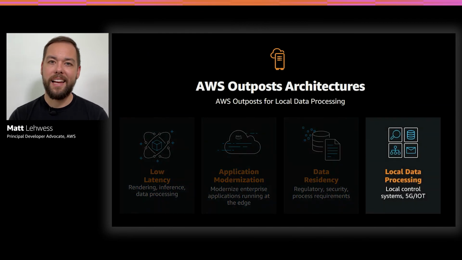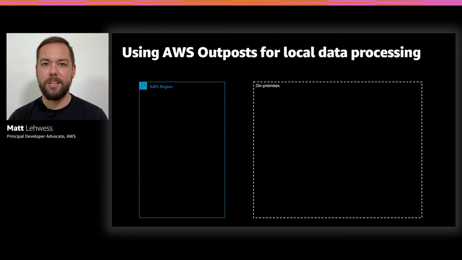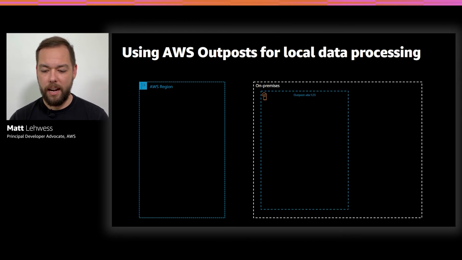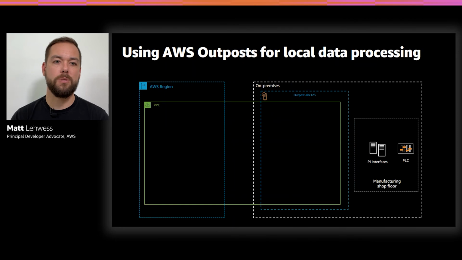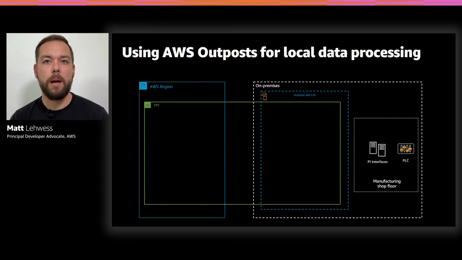Okay, our last use case here, local data processing. I've got an architecture for you folks, and we actually did just release a manufacturing for Outposts reference architecture on our reference architecture site. In this architecture we've got our PLCs or PI interfaces. PLCs are programmable logic controllers in a manufacturing facility, and they need to communicate with a database or something else in real time locally.